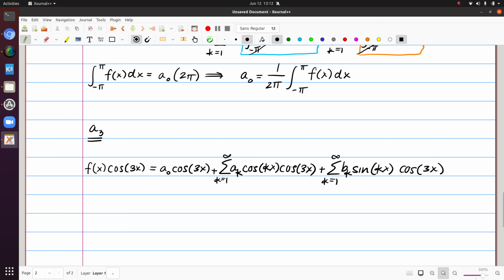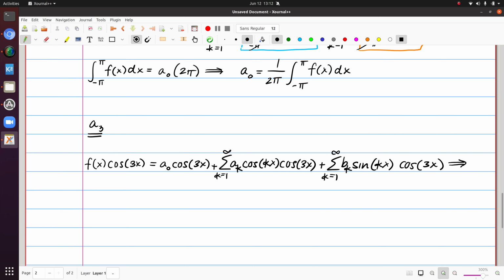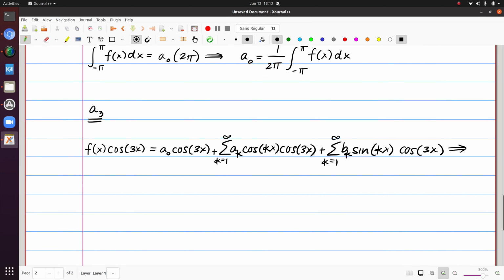So the reason I'm multiplying by cosine of 3x is I'm hoping to see how a sub 3 relates to an integral involving cosine of 3x. So now these two sides have to be equal. And then again, if I integrate both sides from minus pi to pi, the result should be equal as well. So that tells me here that the integral from minus pi to pi of f of x times cosine 3x is equal to the integral of that first term, which I'm going to factor out a sub 0, plus the integral of the middle term.